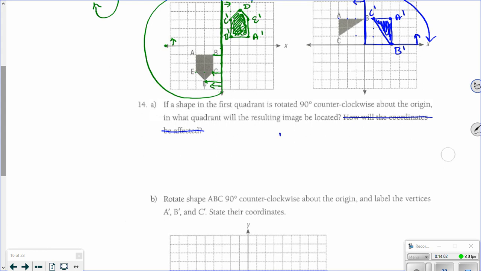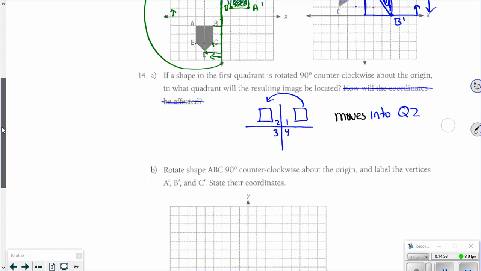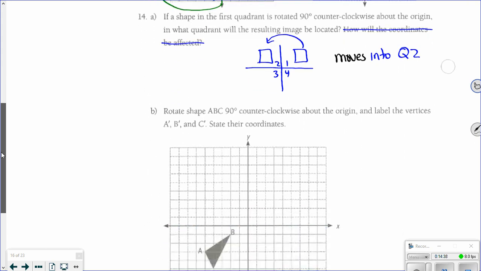If we have a shape that's in the first quadrant, so a shape that's over here, and we rotate 90 degrees counterclockwise about the origin. 90 degrees is a quarter turn. Counterclockwise is opposite. It's going to end up over here. And our quadrants are labeled 1, 2, 3, 4. So it's going to move into quadrant 2. Okay, so that's all that's asking for. We'll look at how the coordinates actually change by doing one with a shape.